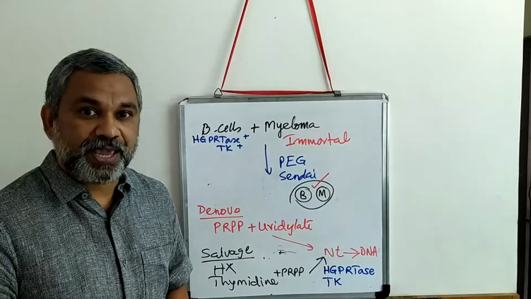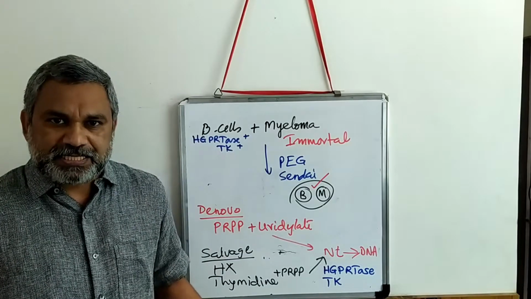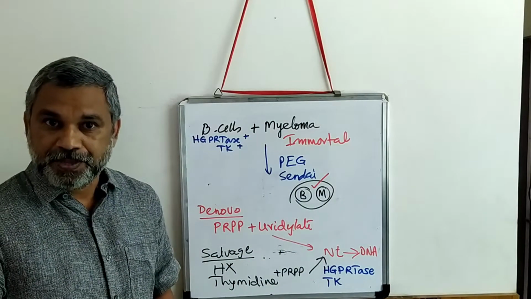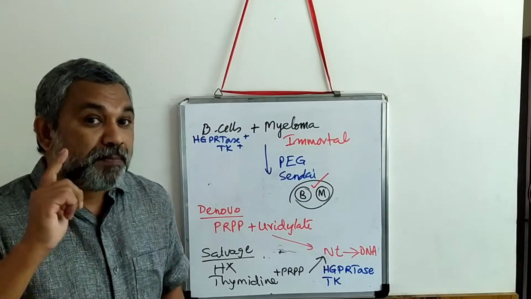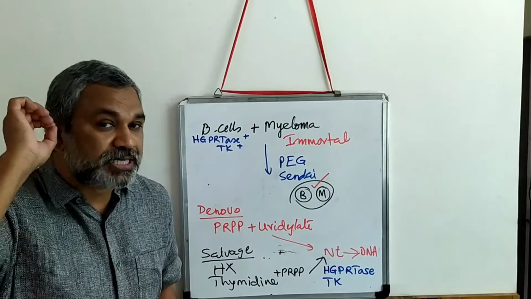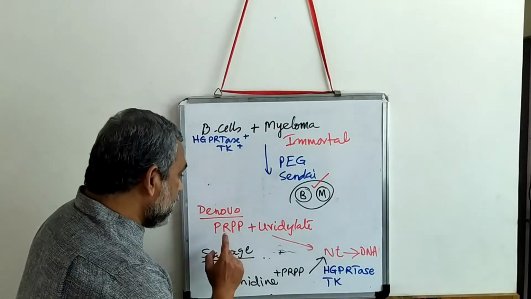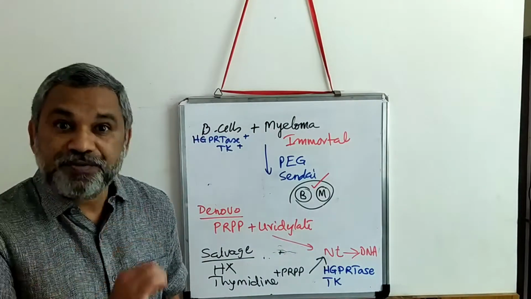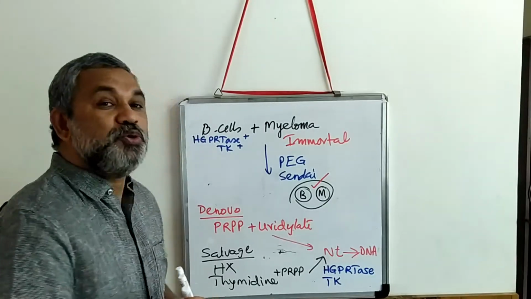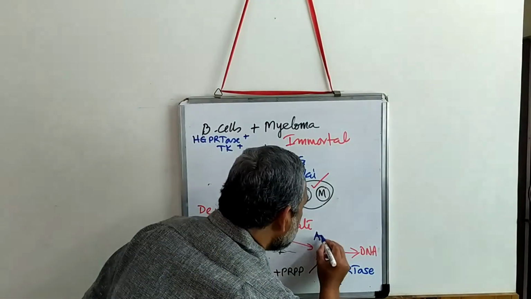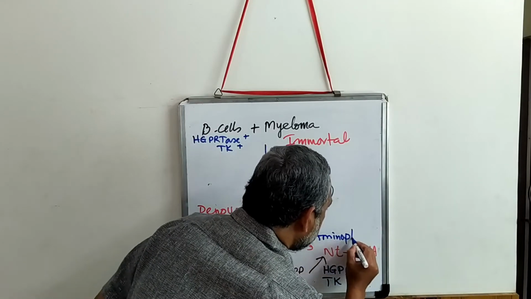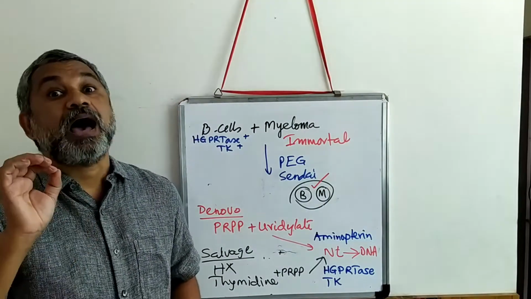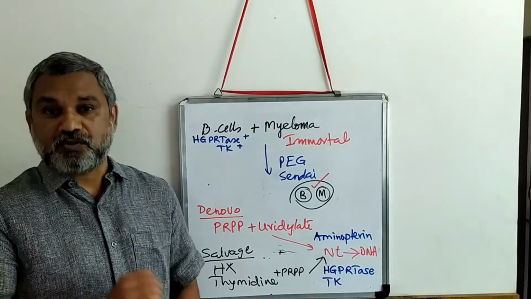Now, another important aspect is the de novo pathway. In the de novo pathway, it is active in all the cells. It is active in the B cells as well as it is active in the myeloma cells. But we don't want in the myeloma cells, we want only the immortality of the myeloma cells. We don't want the de novo pathway to be active in the myeloma cells. So how do we do that? Very simple, use a substance known as aminopterin. Aminopterin is a structural analog of tetrahydrofolate.